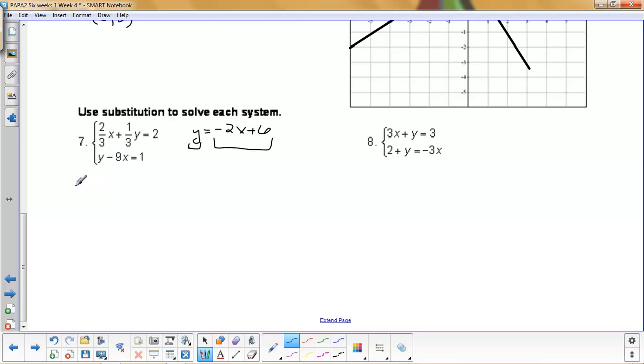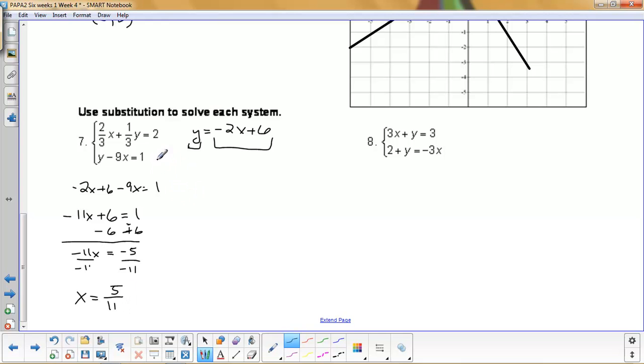Therefore, I will substitute, and I'll get -2x plus 6 minus 9x equals 1. Combine your like terms and get -11x plus 6 equals 1. Solve for x by subtracting 6, and I get -11x equals -5. Divide both sides by -11, and the x value for this equation is 5/11.